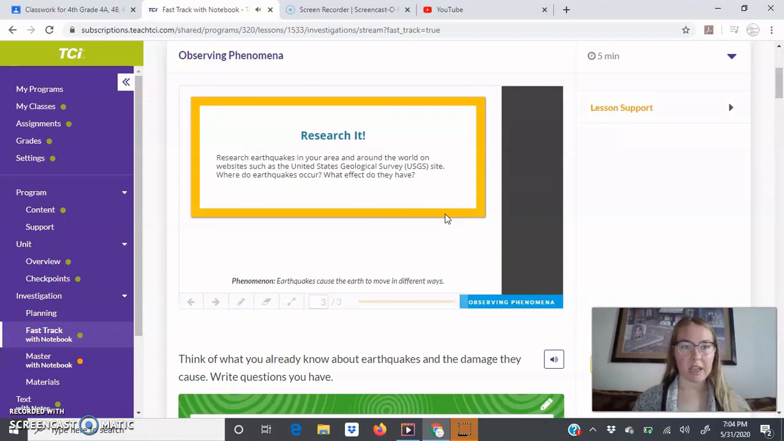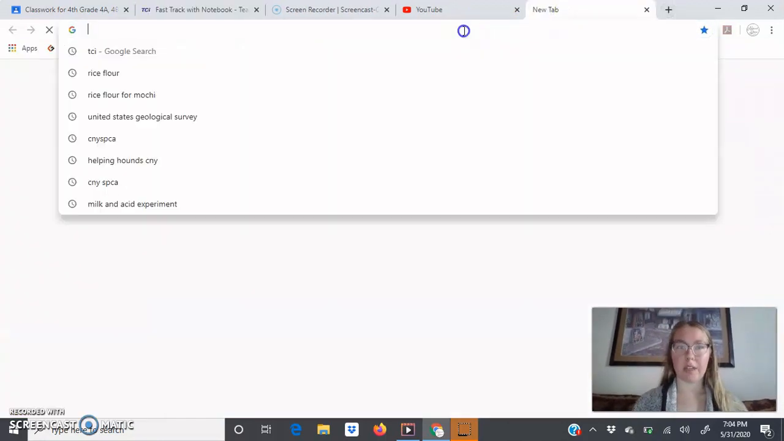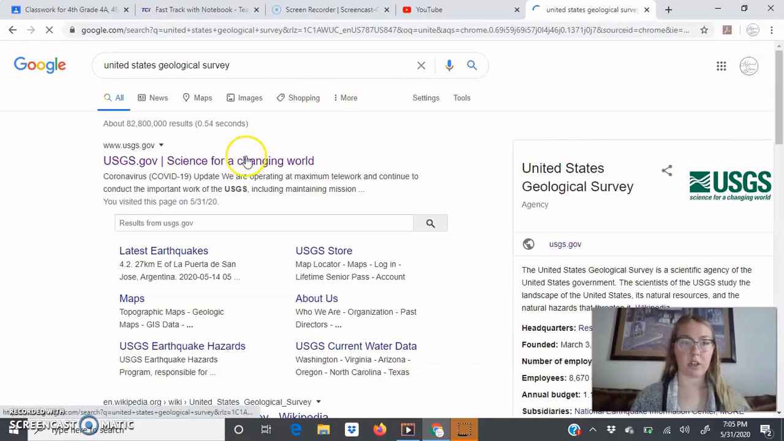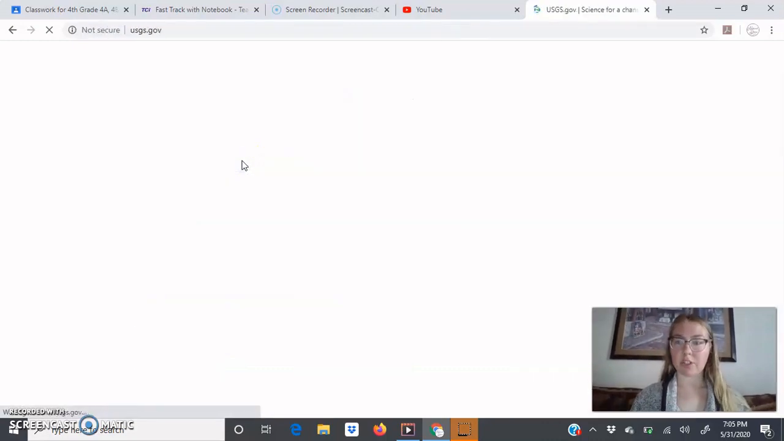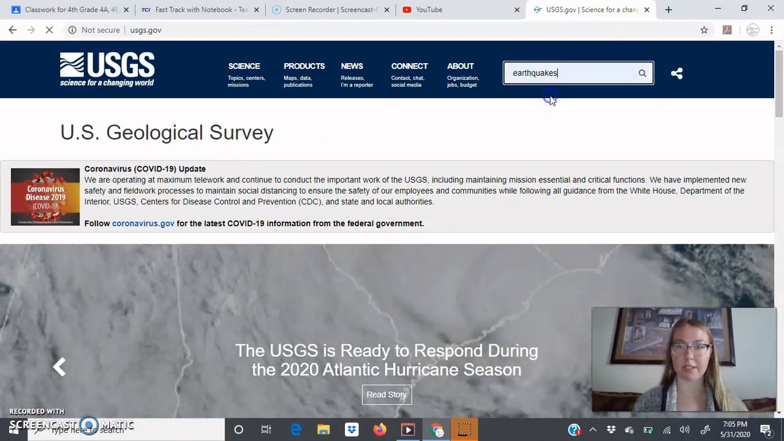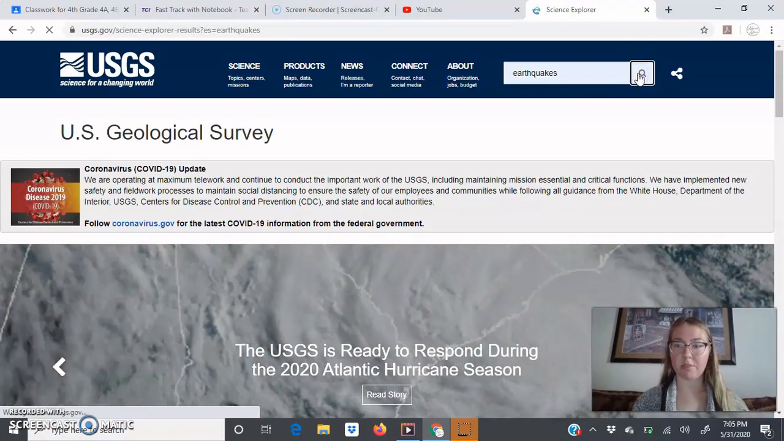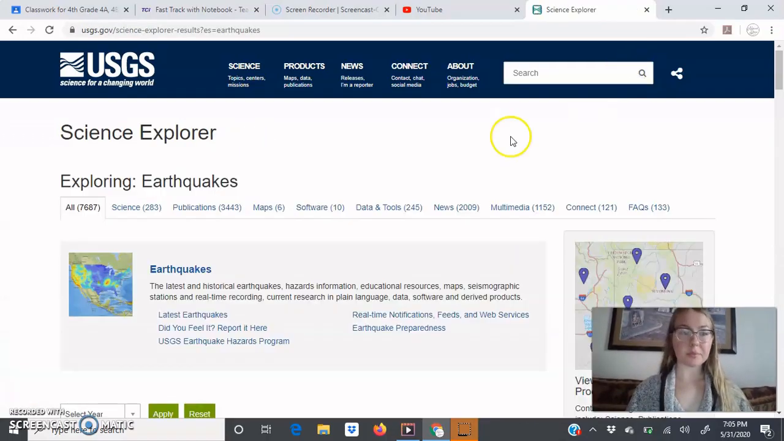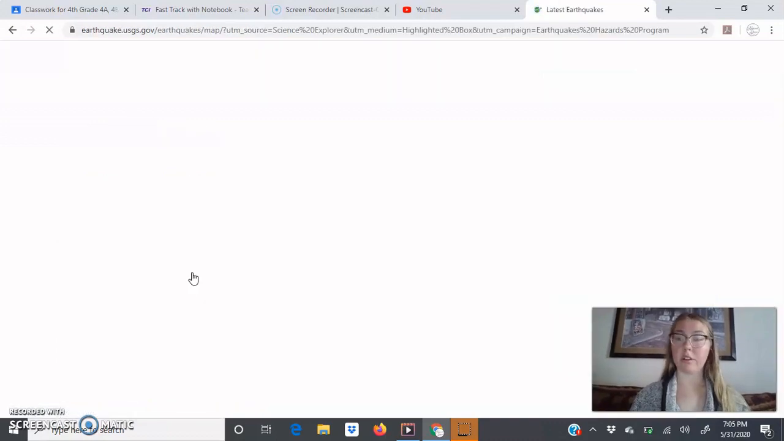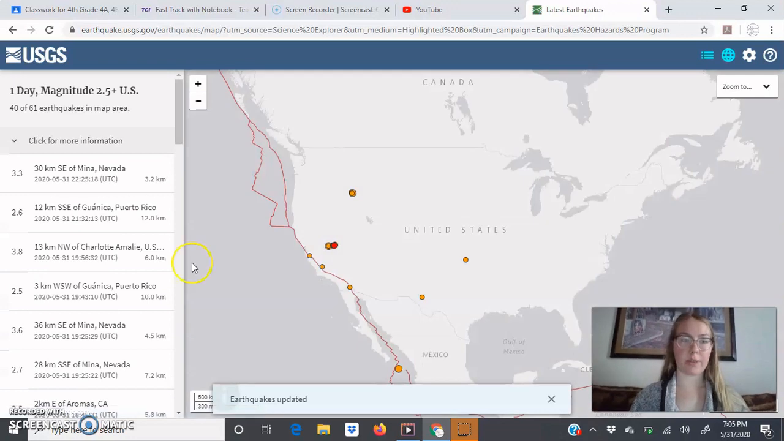So what we can do is we can do research in our area and around the world on the website called the United States Geologic Survey, the USGS site. I'm going to do that really quick. So I'll open up the United States Geologic Survey. It's the top one, Science for a Changing World. And at the very top, I can type in earthquakes. You see that I did this before. It just pops right up. And I want to click the very top one because this gives us the latest and historical earthquakes. So there's a record.